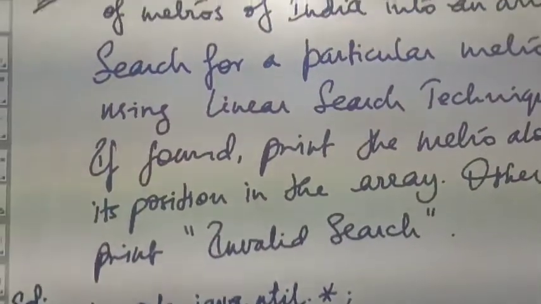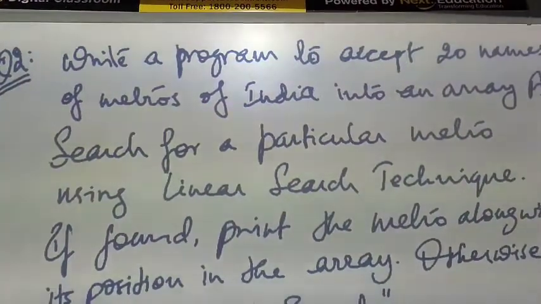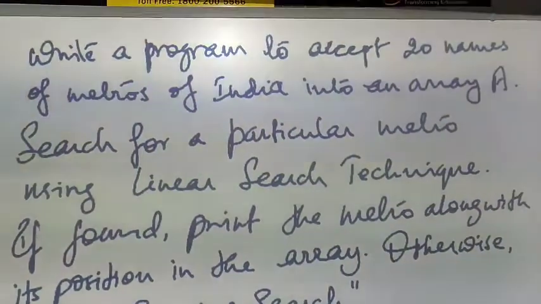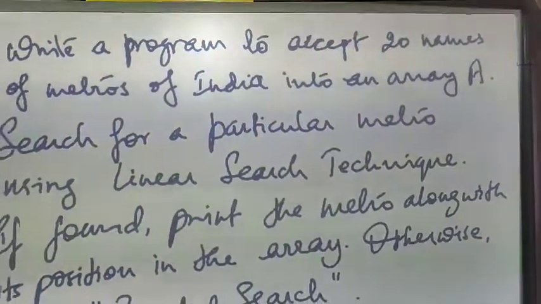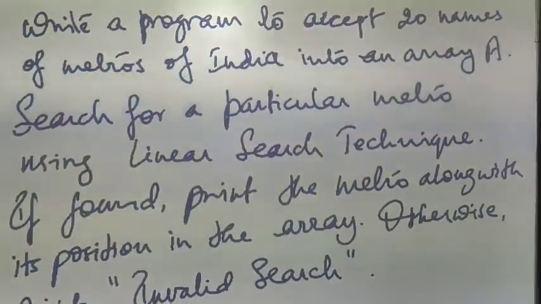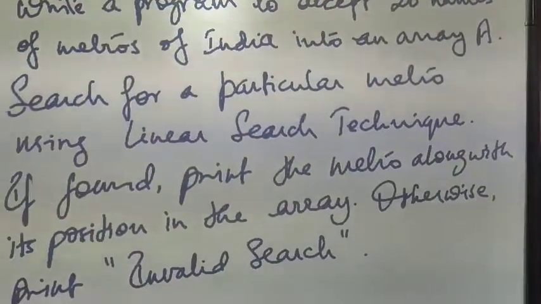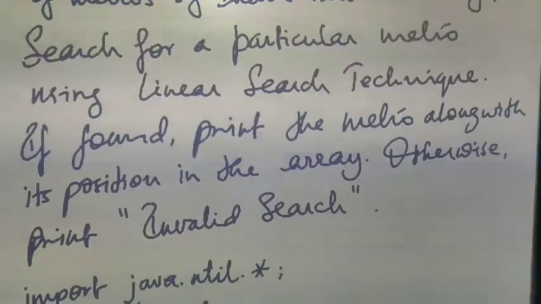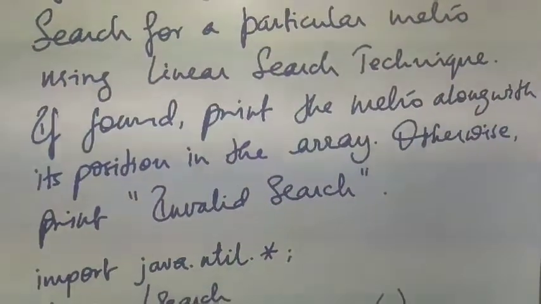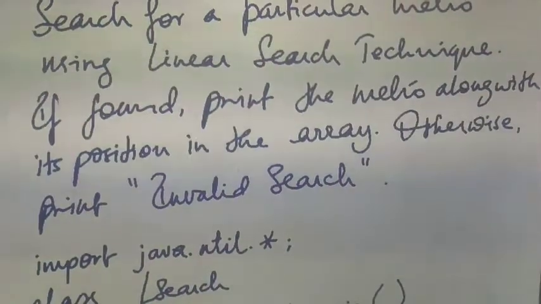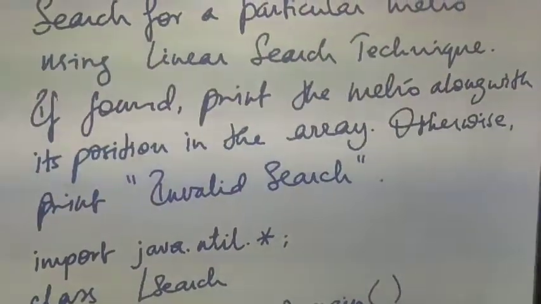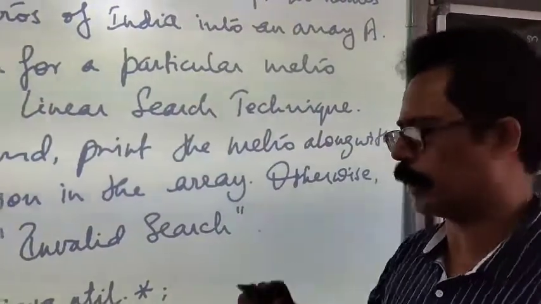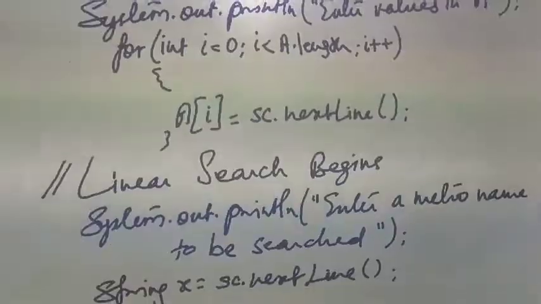Next question. Look at this question. This is based on strings. The previous one was integer. Now this is string based. Write a program to accept 20 names of metros, metro meaning metro cities of India, into an array called A. Search for a particular metro city name using the linear search technique. If found, print the metro name along with its position in the array. Otherwise, print a message. The message is given in the question: invalid search. That means this is the message that you have to write.